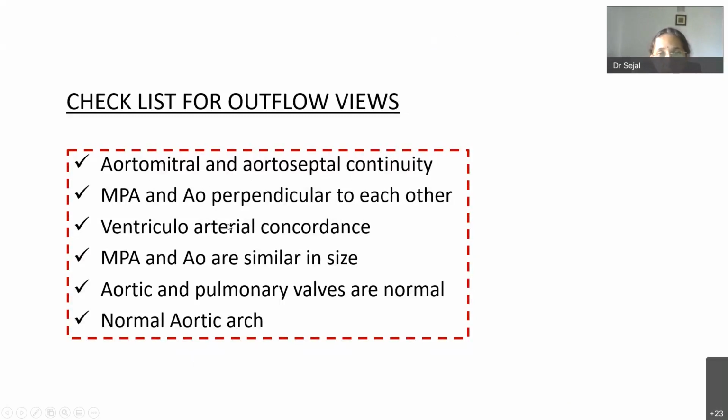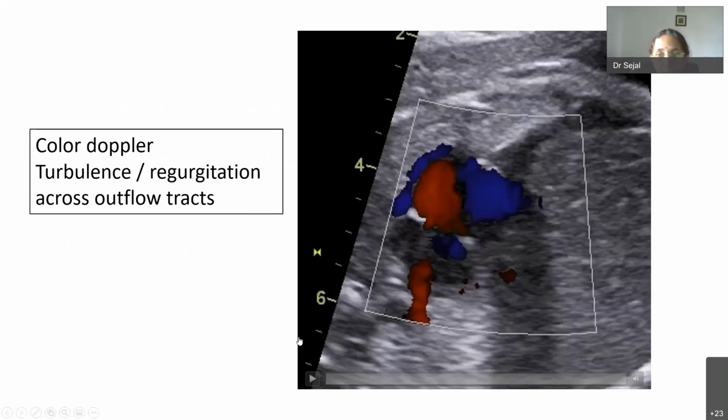I have ventriculo-arterial concordance. In the four-chamber view, I saw atrioventricular concordance, and here I'm confirming there is ventriculo-arterial concordance. The PA and aorta size comparison I can check. There is no aortic and pulmonary stenosis or regurgitation, and a normal aortic arch. I will come back to that. How do I know that the aortic arch is normal?